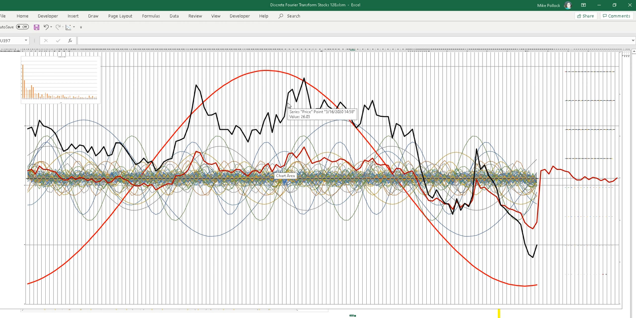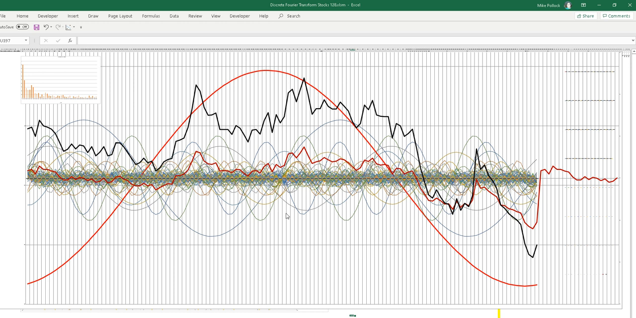The black line is the price. The maroon line here is the average of all the waves, and since the price is the sum of the waves, you can see that it follows the price exactly in peaks and in dips.